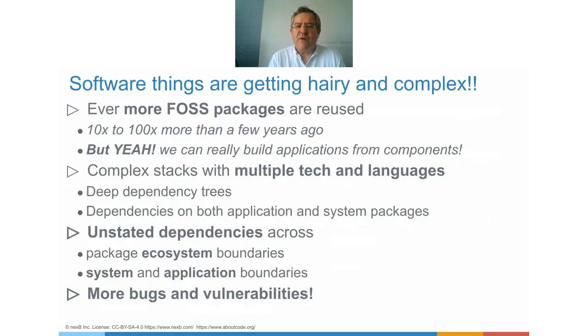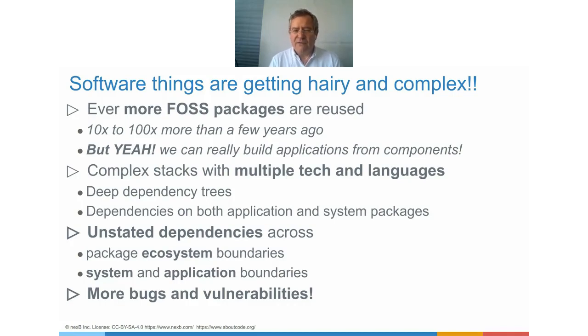So why are we here today? The things we build, software, are getting more and more complex. We use ever more packages, most of them being free and open source software packages, FOSS. It's very common to have a system or application that contains 1,000, 5,000, 10,000 packages. And that's vastly more than we were using a few years ago.